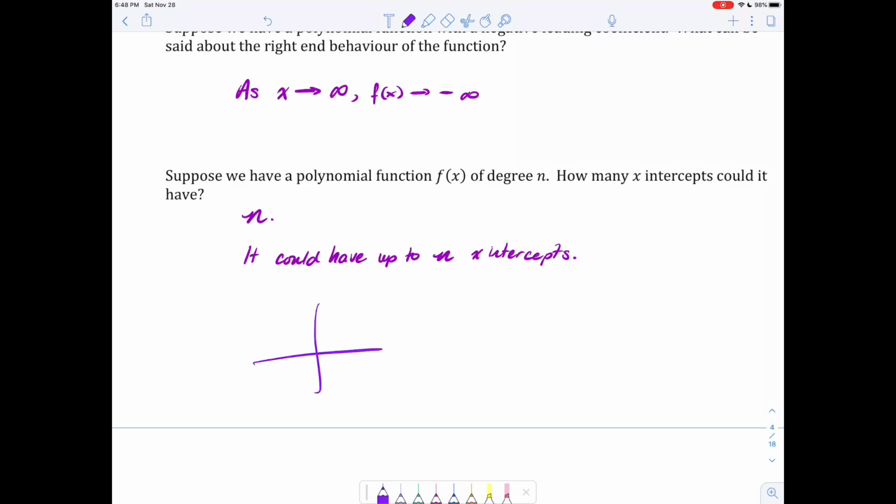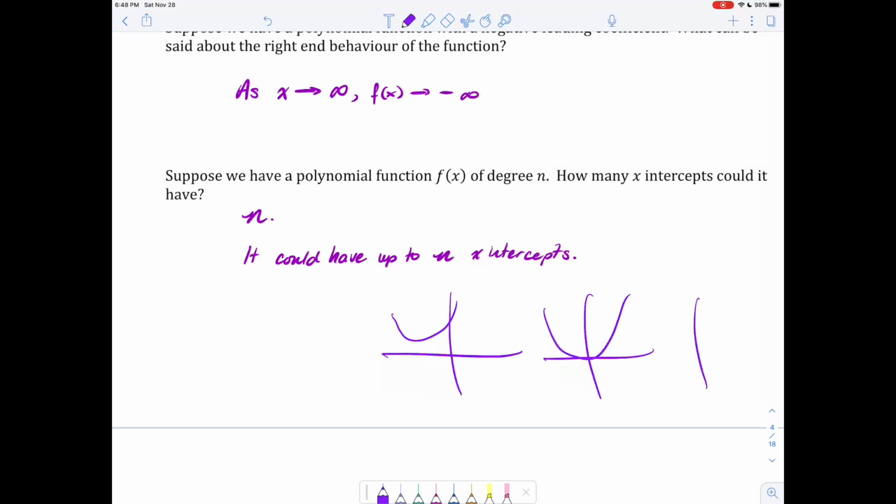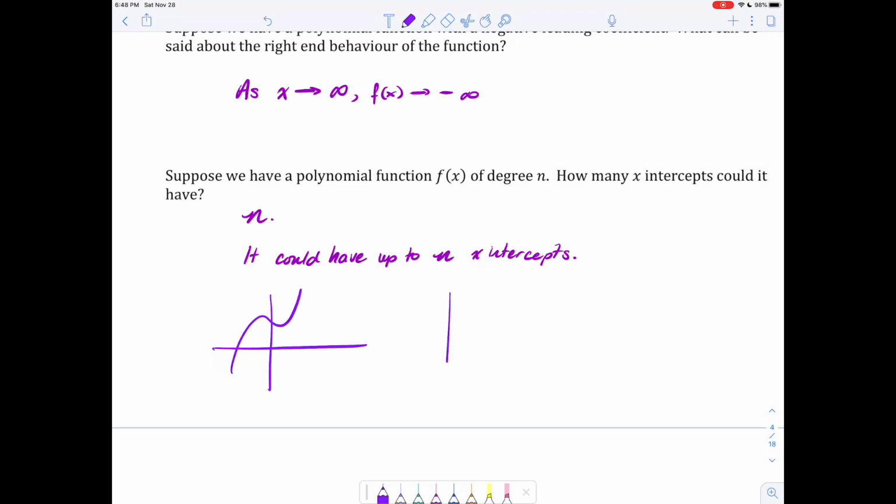So like our linear function has only one. A quadratic one, you saw last year, it could have 0, or it could have 1, or it could have 2. But up to 2, no more than 2 for a quadratic function. And similarly, for a cubic function, it's going to have at least 1, but it could have 2, and it could also have 3. Up to 3 when you have degree 3. And similarly for 4, you could have up to 4 x-intercepts. And if you have degree 5, up to 5 x-intercepts.